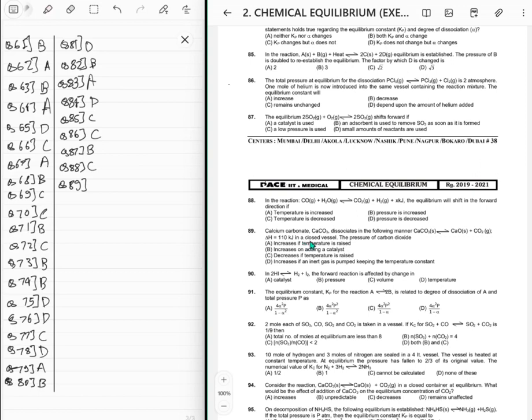Yeah, so the pressure of the carbon dioxide will increase if temperature is increased, yes. So it increases if the temperature is raised, yes. Adding catalyst, no. Decrease if temperature is raised, no. Increases if an inert gas is pumped, keeping the temperature constant. What? So it's pumped. That probably means in a vessel, and that means its moles shouldn't change. So no, D is incorrect. So B, no, B is not right. A, right? Increases if temperature is raised. So 89A.